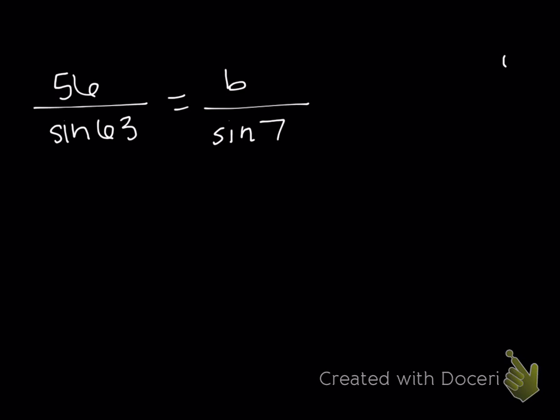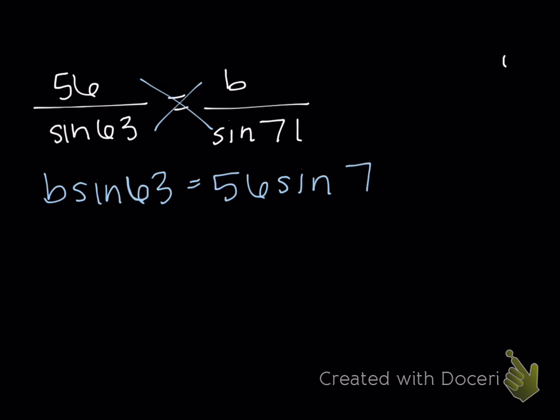So I have 56 over sine of 63. I don't know the side B, but I know that its corresponding angle is 71 degrees. So again, to solve this, we're going to cross multiply. So I'll have B sine of 63 is equal to 56 sine of 71. And to get B by itself, I'm going to divide both sides by sine of 63.